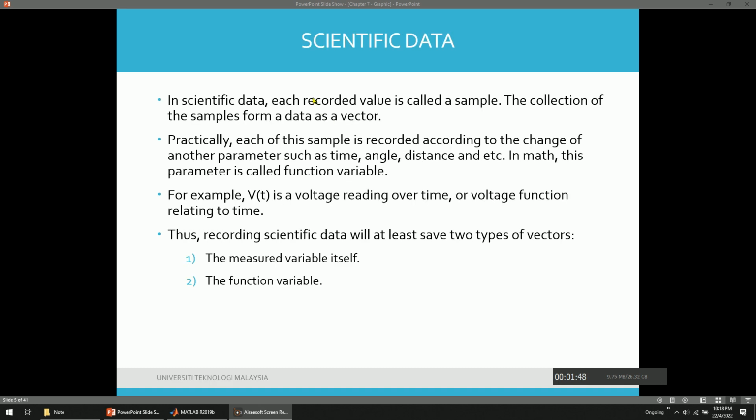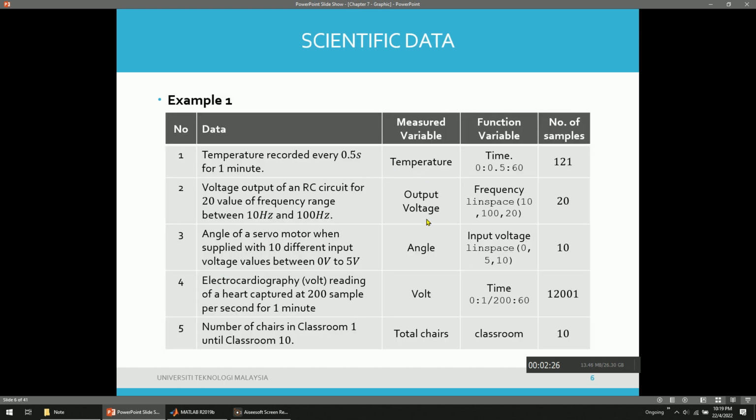In scientific data, each recorded value is called a sample. Practically, each sample is recorded according to the change of a parameter like time, angle, or distance. I think most of this you already know. For example here, V-T, voltage against time. V is the y-axis and T is the x-axis. Because we focus on 2D, you have two variables: the measured value itself and the function variable. So basically you have x and y. And then this is an example of scientific data.